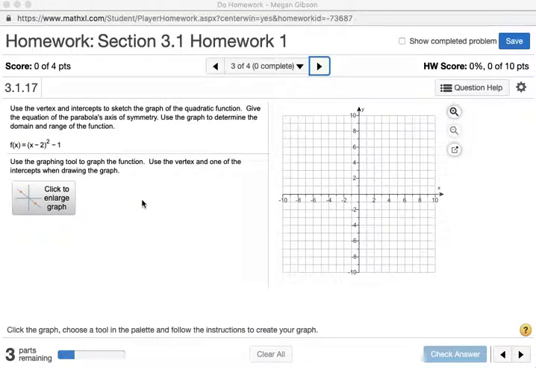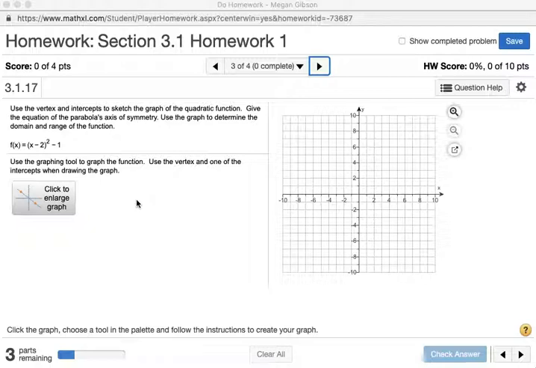In this video, I'm going to walk you through the process for graphing a parabola in MyLab Math. And I'm going to do one of the homework problems as an example. So you'll see this in the homework, probably with different numbers, but this is an example problem. It says to use the vertex and intercepts to sketch the graph of the quadratic function.